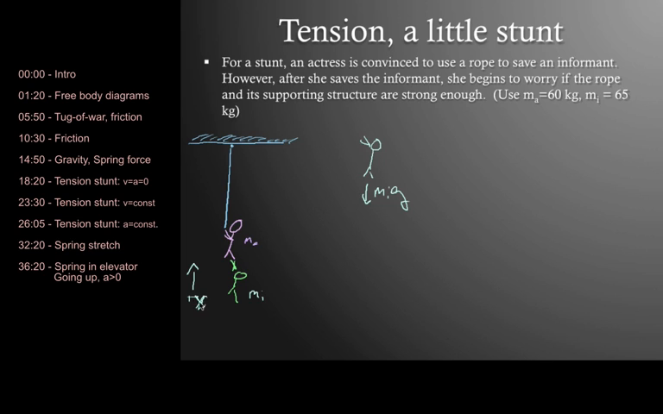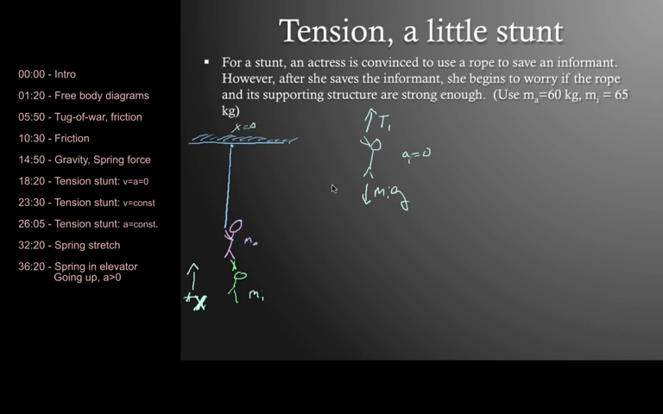Let's just keep a common axis of reference here. So there's my plus x direction. I can call this x equals 0, it doesn't really matter. So MIG pulling down, and since they are not accelerating, they're just hanging here, I know that the acceleration of this guy is 0. There must be another force on this guy, and that's the force of our actress who's saving this guy. We can just call this T1. So T1 is pulling up on our informant.